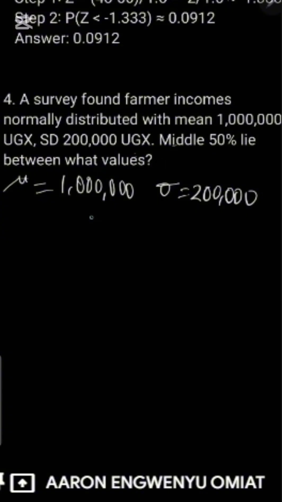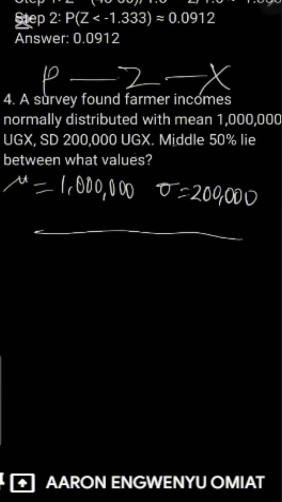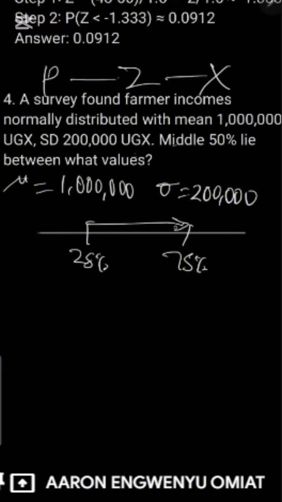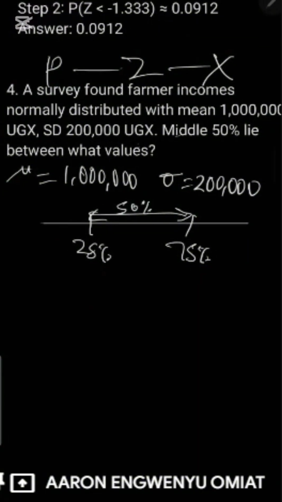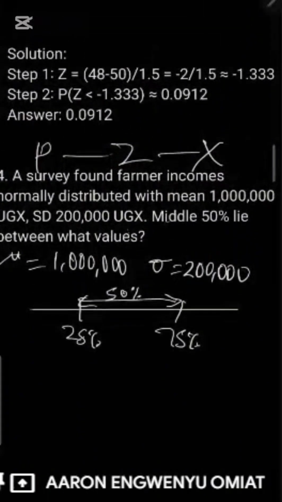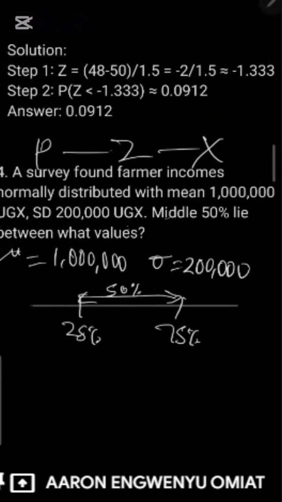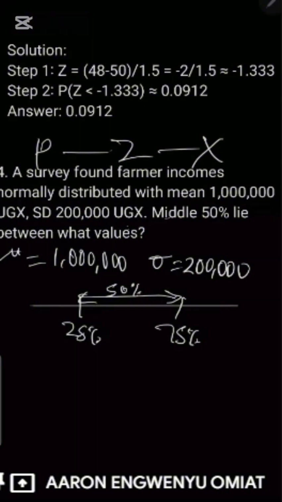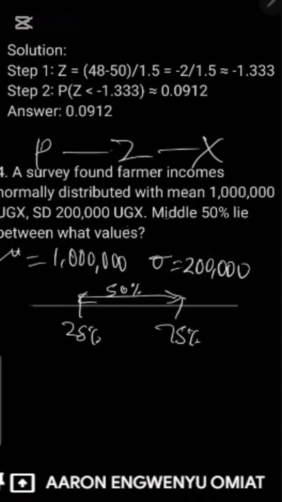So they want X. We are given probability, but the question is twisted, and wants us to find X. Of course, we have to go through Z. So the middle 50% is the same as 25% to 75%. This is the middle 50%. We were given probability, and we have to go to X values.